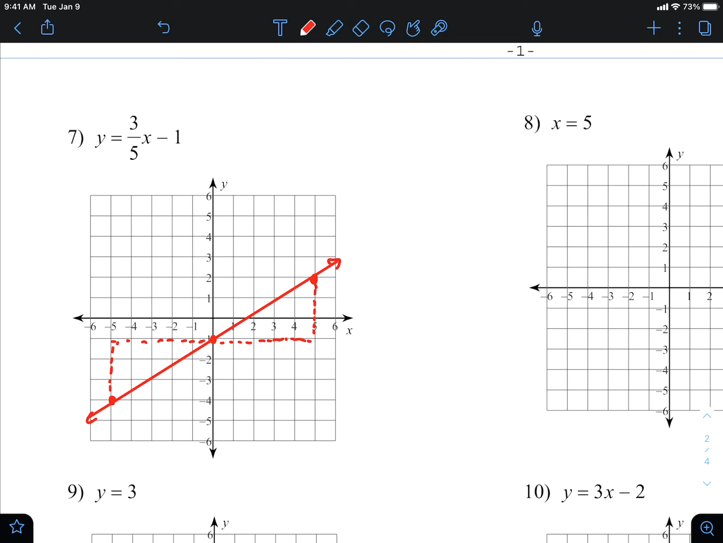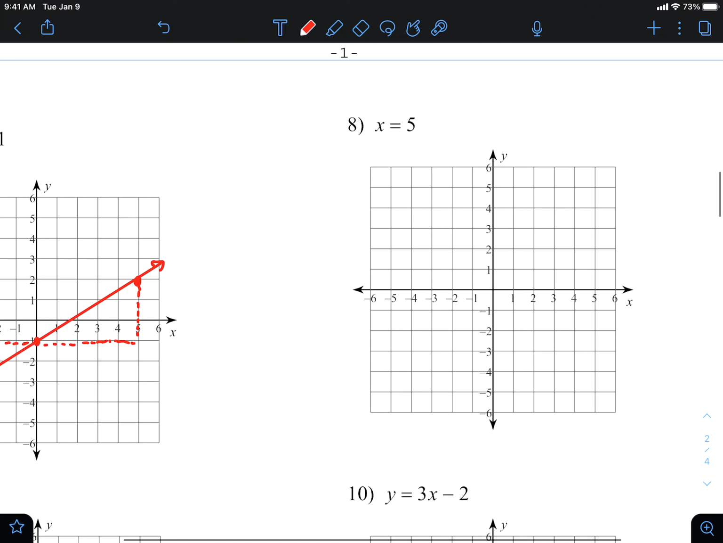So there's our line. Number 8 is another interesting one. It says that x is equal to 5. So this is a completely different way of expressing an equation. In all other cases, we say y is equal to something. But in this case, we just say that x is equal to something.